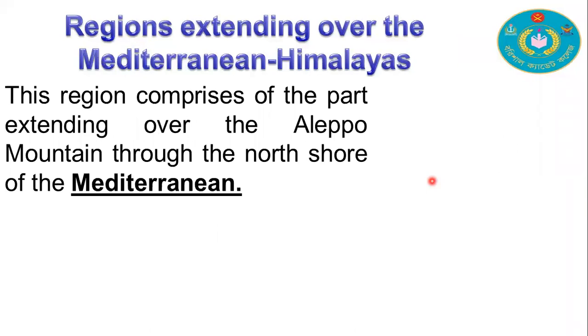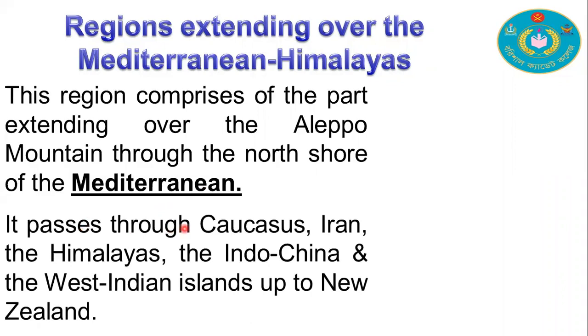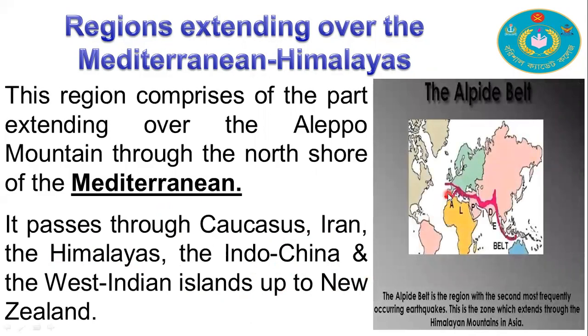The second region extends over the Mediterranean-Himalayas. This region comprises the part extending over the Alps mountain through the north shore of the Mediterranean, which we have already discussed in the key terms. It passes through Caucasus, Iran, the Himalayas, Indochina, and the West Indian Islands up to New Zealand. If we look at the map here, you can see the marked region or belt. This is called the region extending over Mediterranean-Himalayas, and in sum, this is called the Alpine belt.